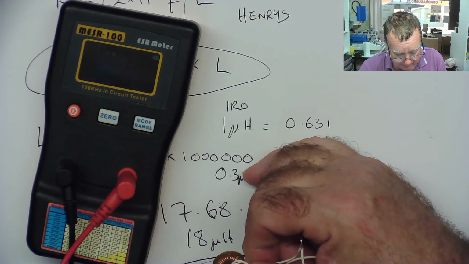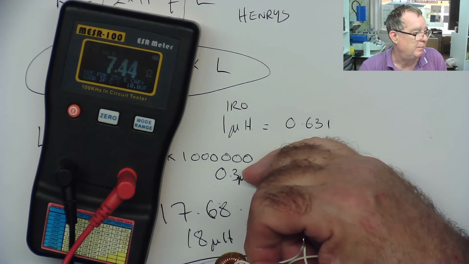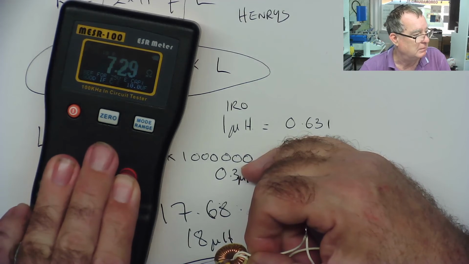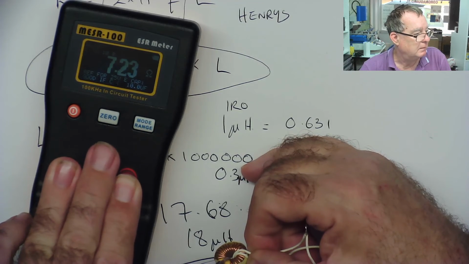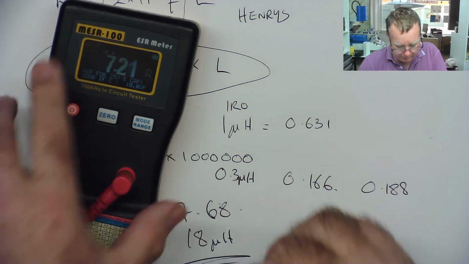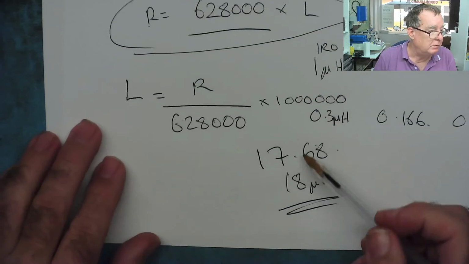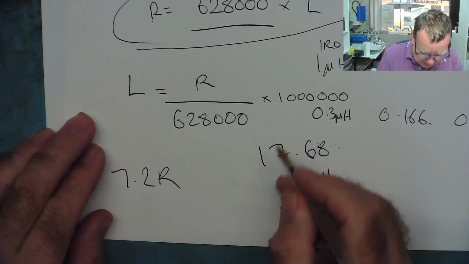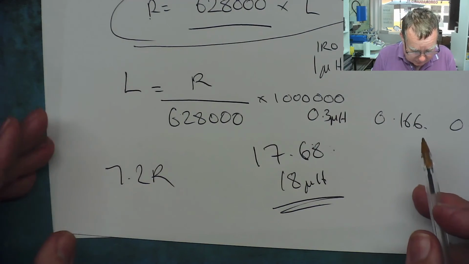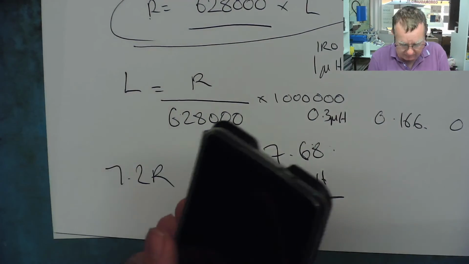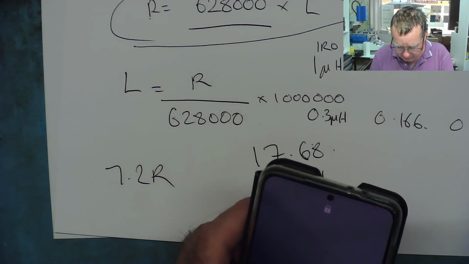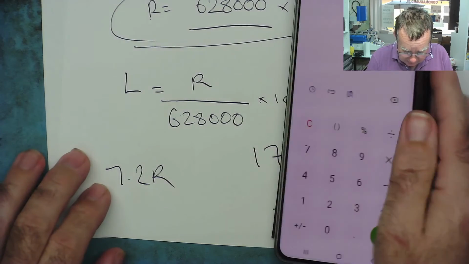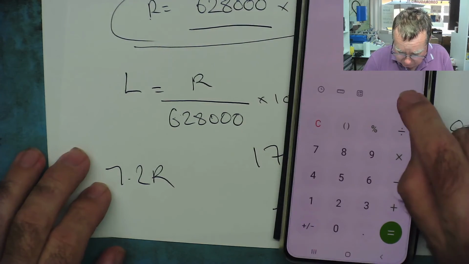And what do we now have? It's now 7.44. Let's hold things down. Settled. 7.2. Okay, so the resistance is now reading 7.2. And again, we can just work out what that actually is. We'll do it on the calculator. We'll see how much that piece of wire, acting as a shorted turn, reduces the inductance.